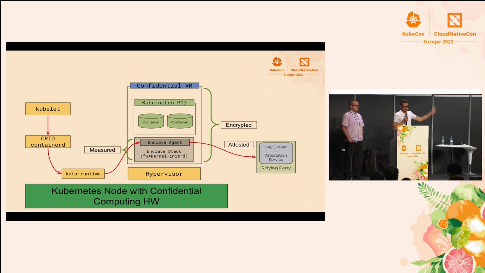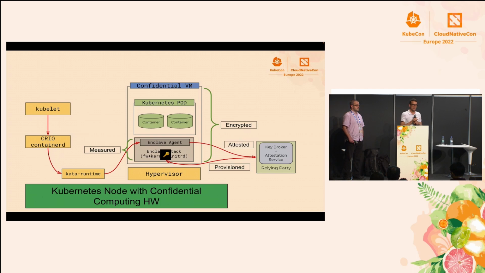What we do once we've verified, once we know that the enclave stack is trusted, is that the relying party is going to inject secrets into the confidential virtual machine. Typically, this secret is an encryption key that you're going to use to pull a container image that is encrypted and decrypt it inside your virtual machine.